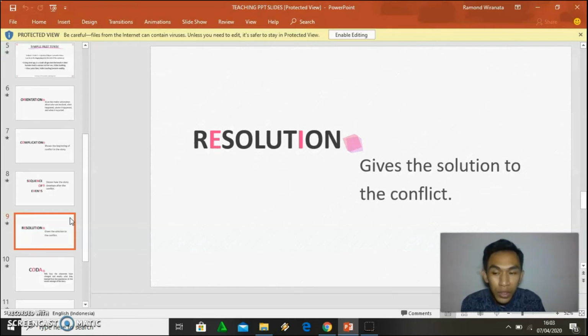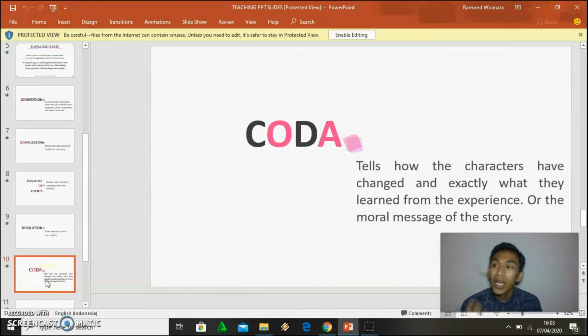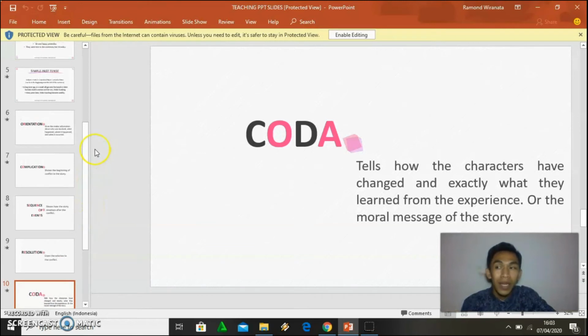Okay. So, is there more? Yes, there is one more, which is called the coda. Coda is actually the part where people learn the moral message of the story. So in Malin Kundang, can you guess what the coda is? Respect your parents. Right. Okay. So far, you have learned about the structures. What are those? The orientation, complication, sequence of events, resolution, and coda. Do you have questions so far?